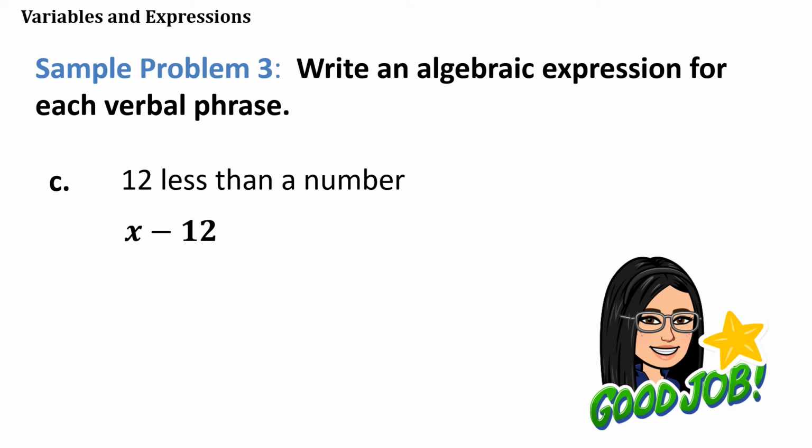Again, we have an unknown number, and I use the variable x, and that number is going to be 12 less than. That's why I put that subtraction in after that variable. So it's a number minus 12 instead of 12 minus a number. Again, we have to pay careful attention to what is being asked of us.